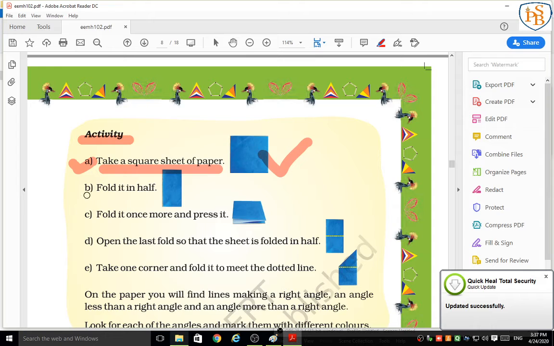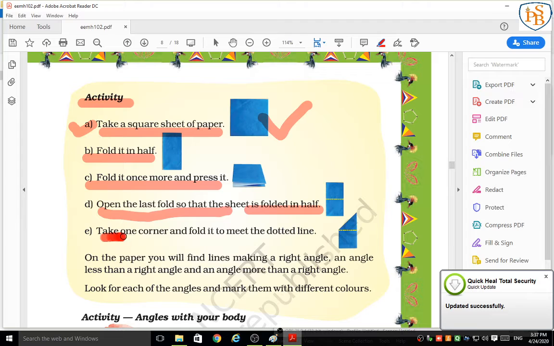After that just fold it into half. Again fold it once more and press it. One more time you have to fold it, press it. Then open the last fold so that the sheet is folded in half. Open the last fold, means here you have to unfold that last one, so you will get it in half.